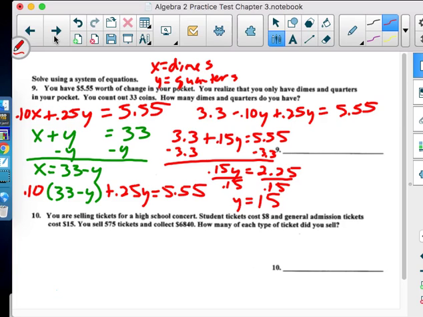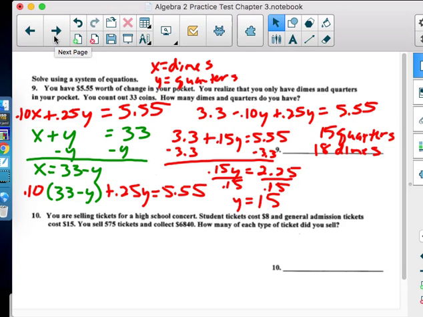Was that my dimes or was that my quarters? That was my quarters. So 15 quarters. And now since it's a word problem, I just think, well, they said I had to have a total of 33 coins. So I need 33 minus 15, and I've got this done. 18 dimes. Definitely checkable. Take 18 times 0.1 plus 15 times 0.25, and make sure you've got $5.55.